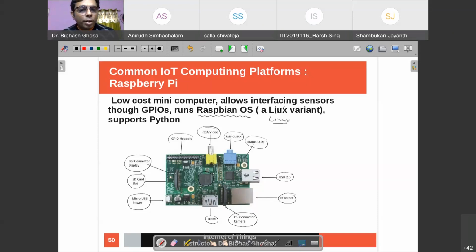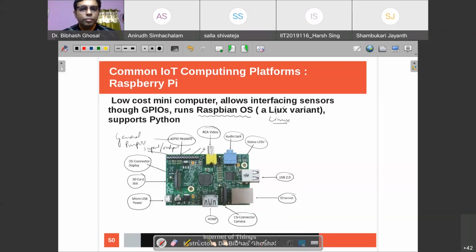And very, very important, you have GPIO headers. GPIO stands for General Purpose Input Output. These are pins that are actually internally connected to this core. And you can take out these pins and use them for connecting to external devices. I'll be showing you just now. So this is basically the common IoT platform. We'll be using this for our tutorial and lab.